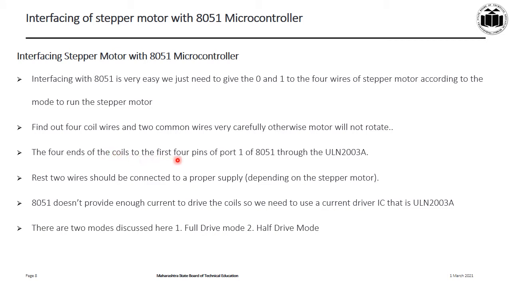The 4 ends of the coils are connected to the 4 pins of 8051 through ULN 2003 driver. Rest 2 wires should be connected to proper supply depending on the stepper motor. These are the 2 common end wires. 8051, as we have discussed, does not provide enough current. So we are going to use driver IC ULN 2003. There are two modes we will be discussing in this presentation. One is full drive mode and the other is half drive mode.